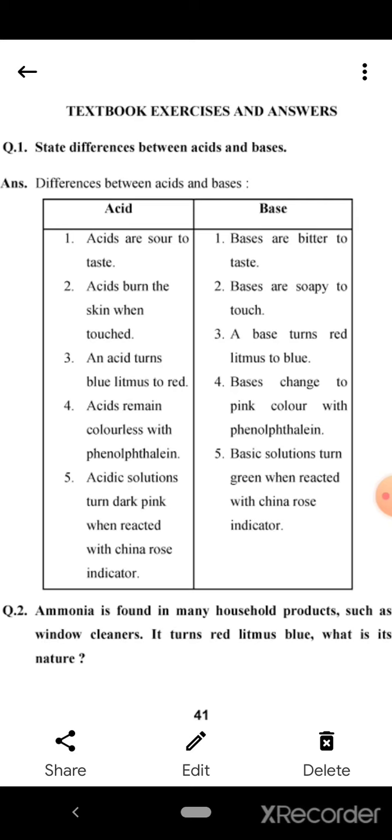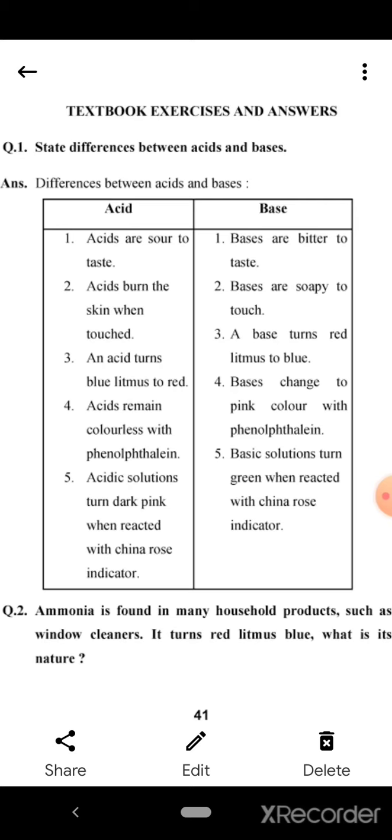Acid remains colorless with phenolphthalein, while bases change to pink color with phenolphthalein. Acidic solutions turn dark pink when reacted with China rose indicator, while basic solutions turn green. Acids are compounds that, when we make an aqueous solution of them, split up into H plus ion, while a base in aqueous solution splits to give OH minus ion, that is hydroxyl ion.